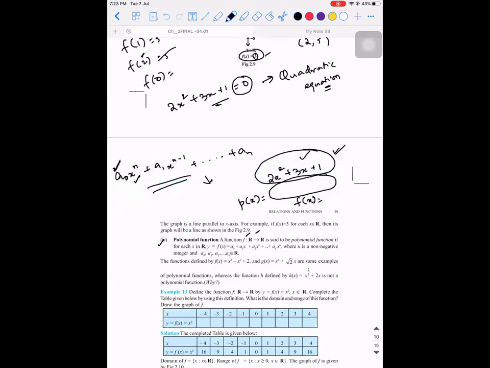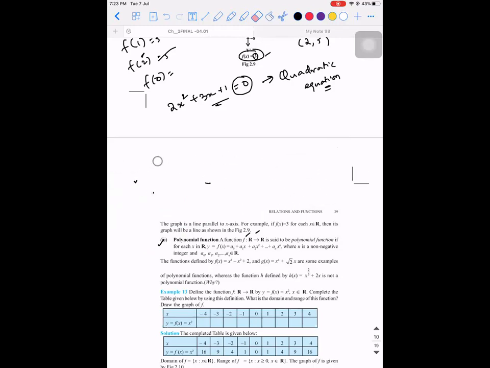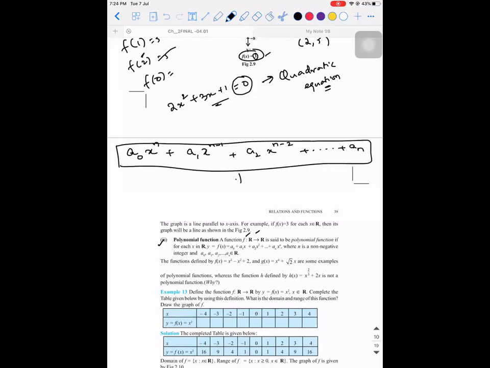So by now you should have understood what a polynomial is. A polynomial is an expression of constants and a variable raised to certain powers. So a0 x power n plus some other constant a1 x raised to the power n minus 1, some other constant a2 x raised to the power n minus 2, and so on. If I write it like this, then this expression is what is called a polynomial. And if I write it in terms of a function f of x, then this becomes a polynomial function.